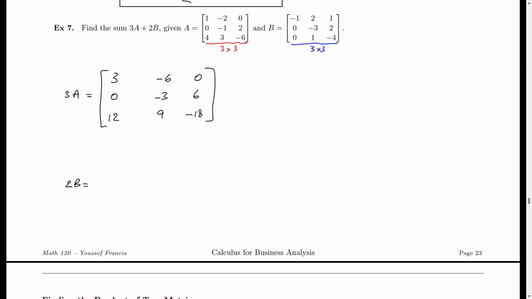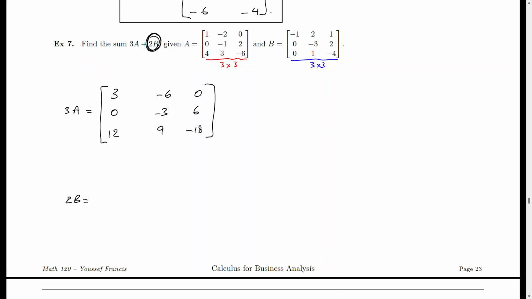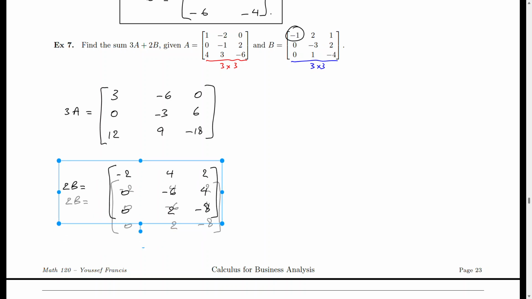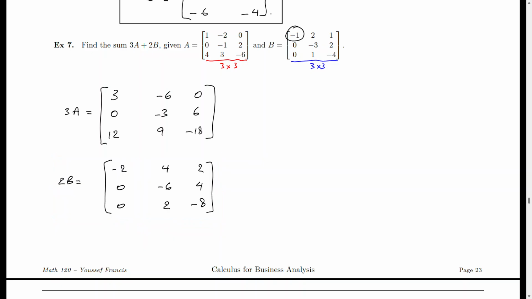So similarly, let's go ahead and do the product of 2B. So I'm going to take every entry inside of B and I'll write down the answer down here. So negative 2, 2 times 2 is going to be 4, 2 times 1 is going to be 2, 0 times 2 is going to be 0, negative 3 times 2 is going to be negative 6, then 4, then 0, then 2, then negative 8. So that's the product that we're calling 2B. And what we want next is to just find the sum of both of these with each other. So we want to add 3A and 2B.